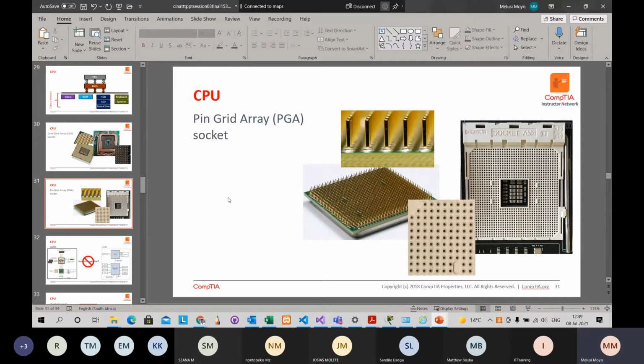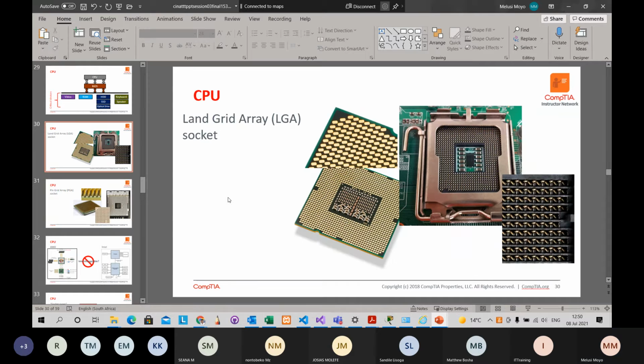And then we said the pin grid array socket has the holes, right? And the CPU is the one that has the pins protruding out of it, which allows you to plug them into the socket that has the holes. I'm not sure if we understand that part. Josias, do you understand the difference between the land grid array and the PGA? You're going to hear people calling them the LGA, and some will say the PGA. You got it, Josias? Yes, I've got it.